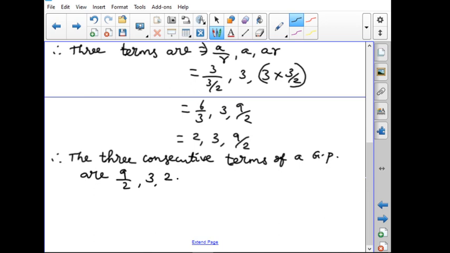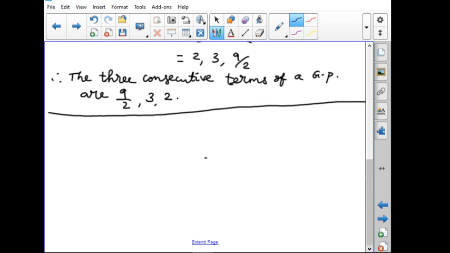Whatever terms we are getting, the second one is the reciprocal of the first one. So we have to get it like this. In this problem, they have given three consecutive terms. From the given, we have to find a and r. Again, we have to substitute the given equation. Assuming the equation, we get the solution. So the answer is 9 by 2, comma 3, comma 2. Okay, that problem is over.